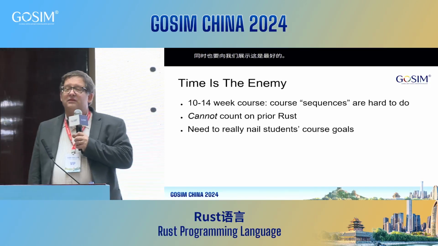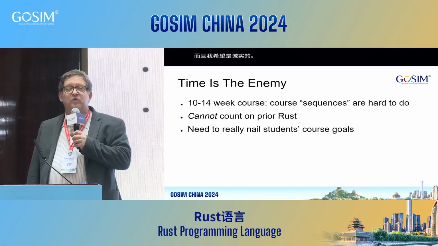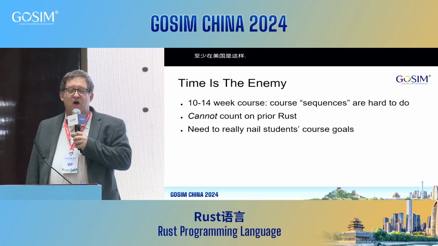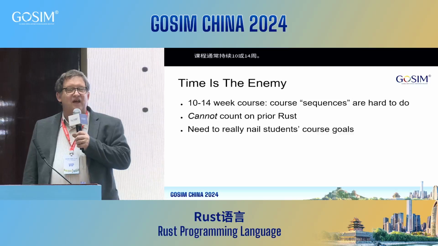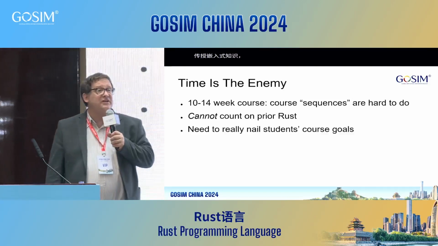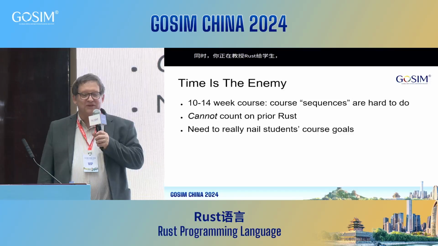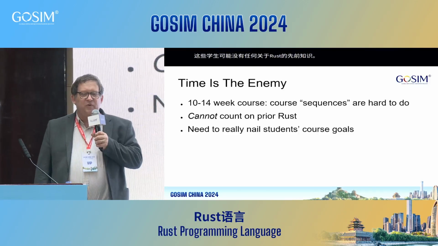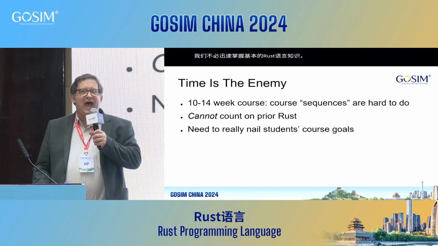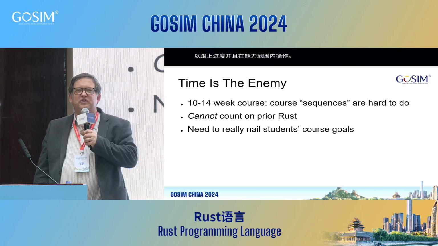Time is the enemy. In the US, at least, courses tend to run 10 or 14 weeks. That's not very long to teach advanced Rust, to teach the embedded stuff, all the hardware and low-level stuff that you need. At the same time, you're teaching Rust to students who may not come in with any previous knowledge of Rust. They may have to learn basic Rust very, very fast to keep up in my course. So we really, really need to figure out how we can build a curriculum that tracks through that and makes it possible to do a lot in a little time.